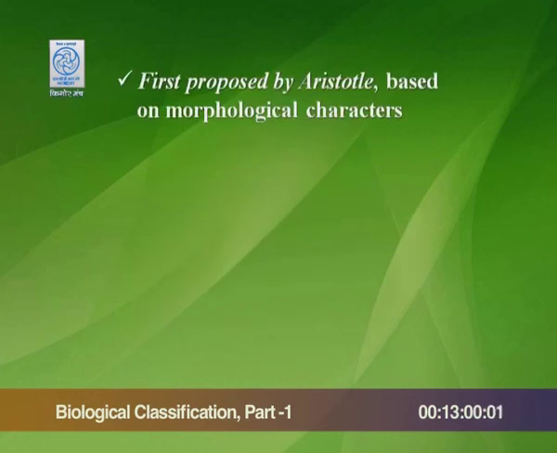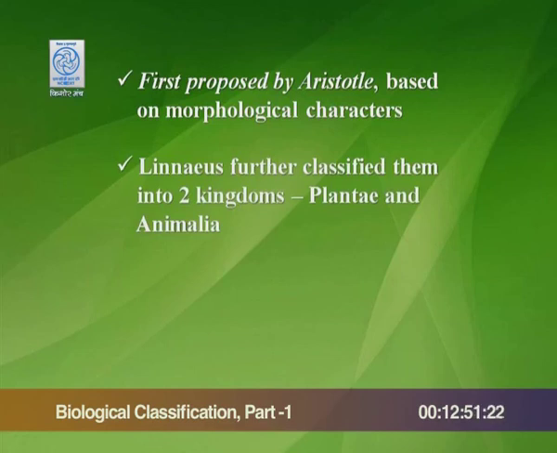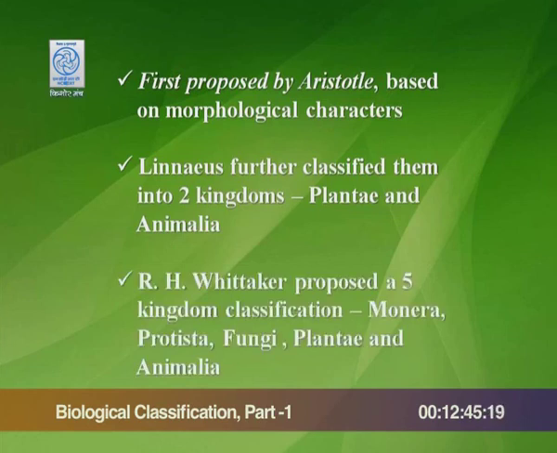It was first proposed by Aristotle based on morphological characters. Linnaeus further classified them into two kingdoms, Plantae and Animalia. R. H. Whittaker proposed a 5-kingdom classification: Monera, Protista, Fungi, Plantae, Animalia. We will be discussing these kingdoms one by one.